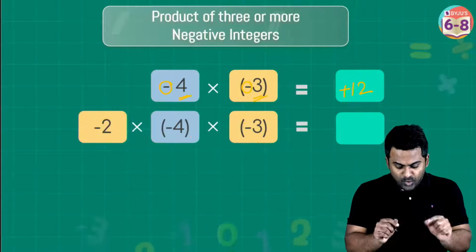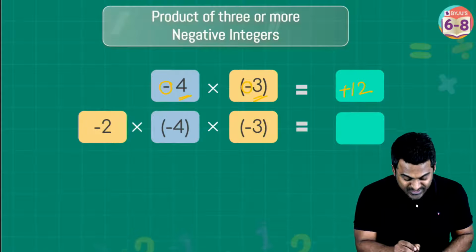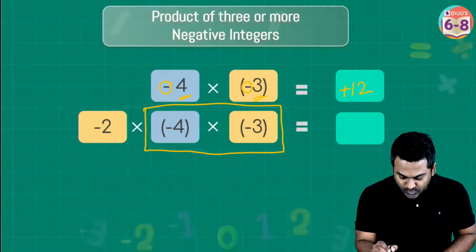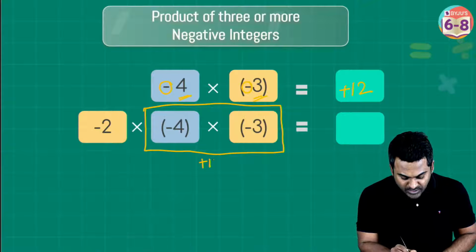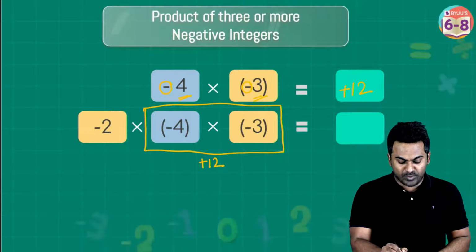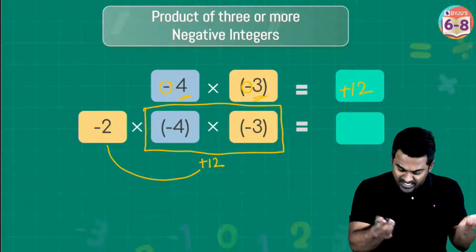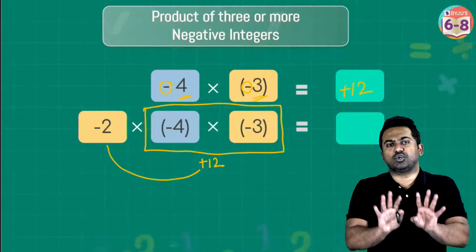All right. Now, what is the answer going to be? This is interesting because we've already calculated this, right? We've already calculated the answer to this, and the answer was how much? Plus 12. Minus 4 multiplied with minus 3 was plus 12. Now, multiply these two. Again, don't worry about the signs first, just do the multiplication.